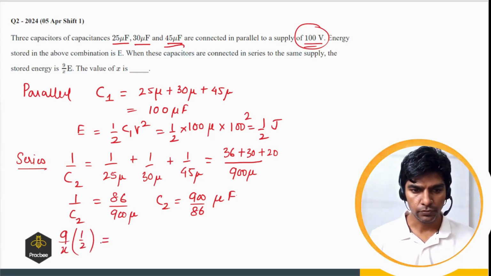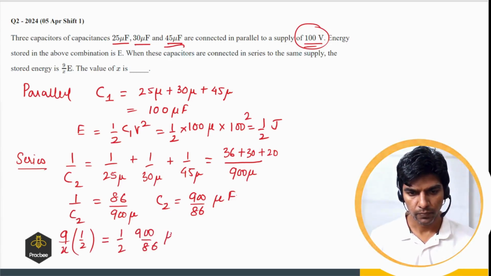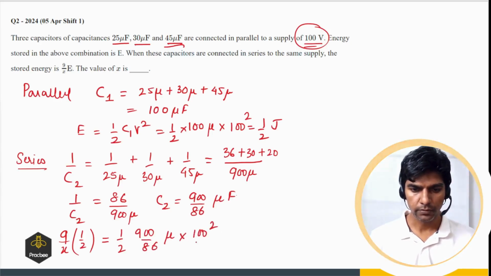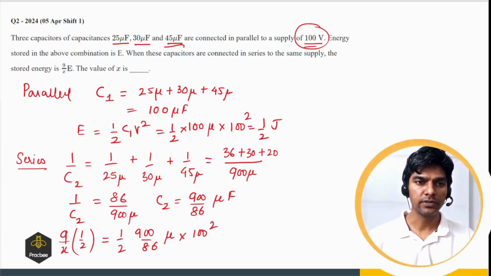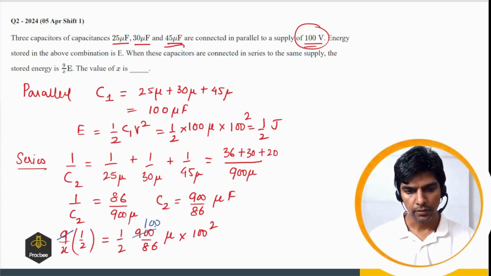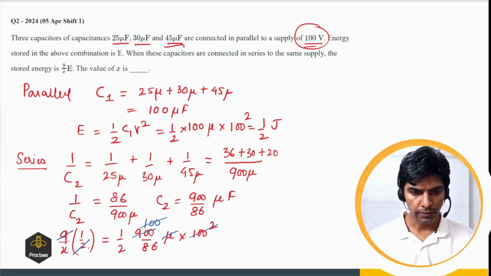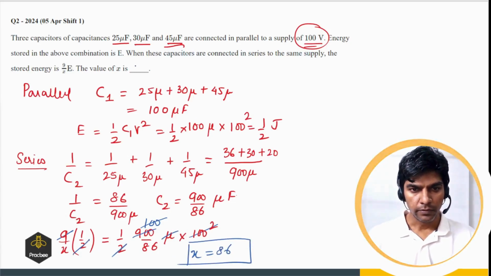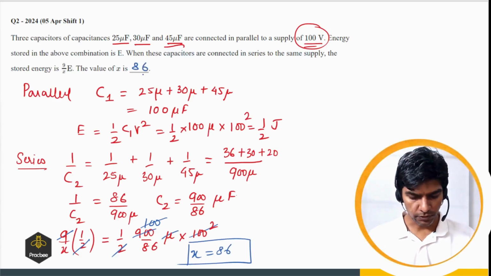and that is equal to half C2 times V square, so that will be 100 square. Now we have to find the value of X from this equation. So this will give us 100. Now this will cancel out with micro, and this 2 will get cancelled out with 2. So X comes out to be 86. Right, so 86 is the answer of this question.